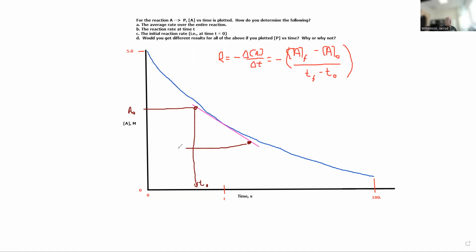And this will be here, go straight over, don't do it crooked like I'm doing. A final. And this would be T final.